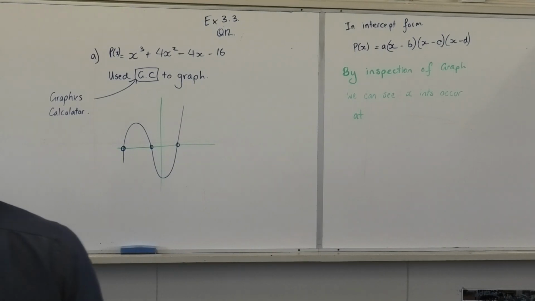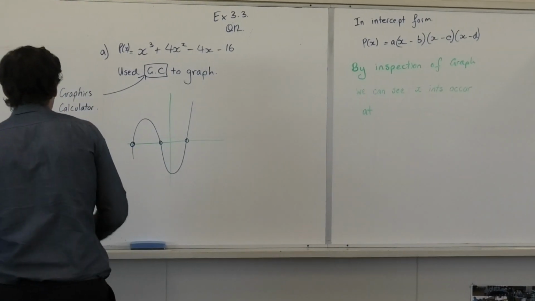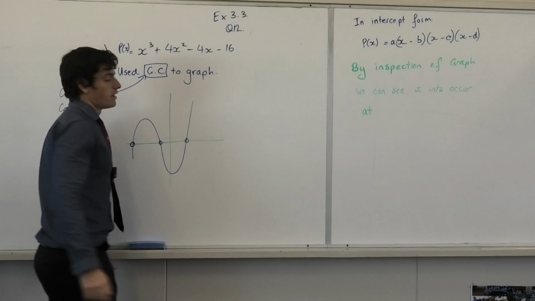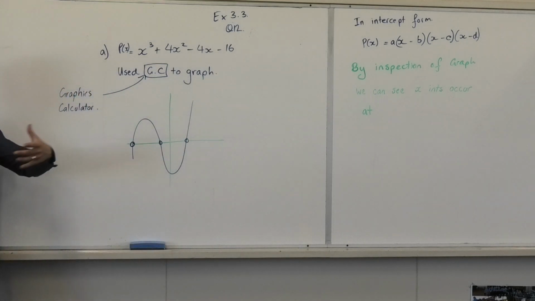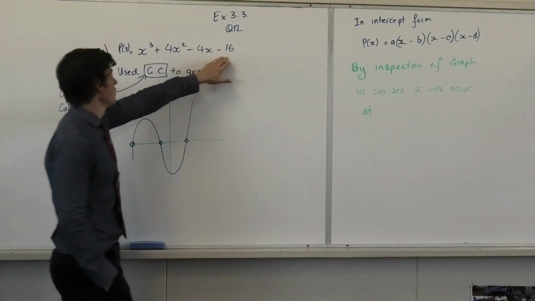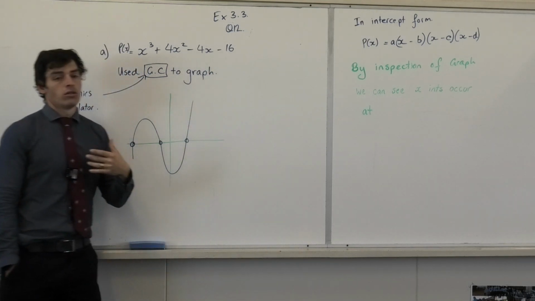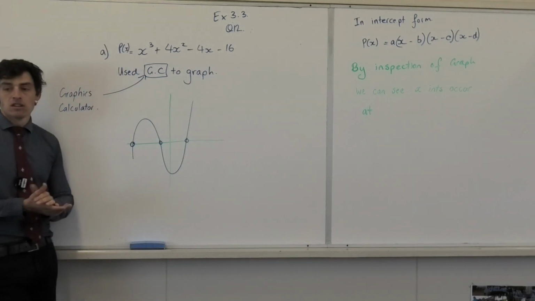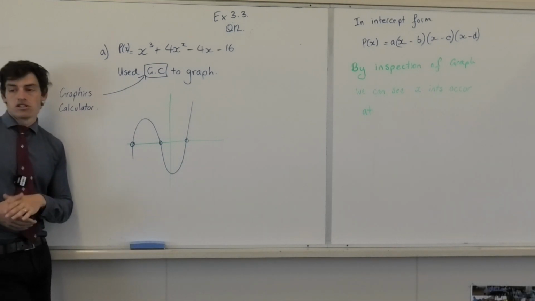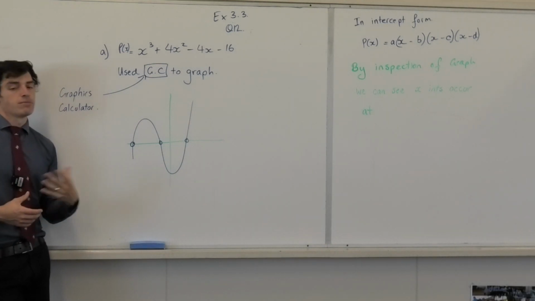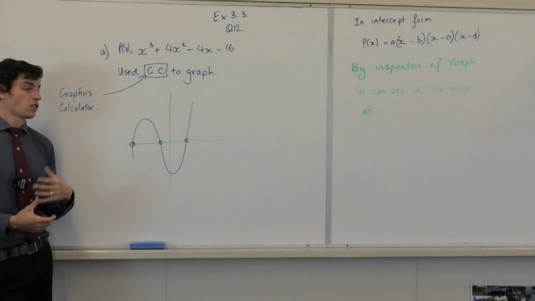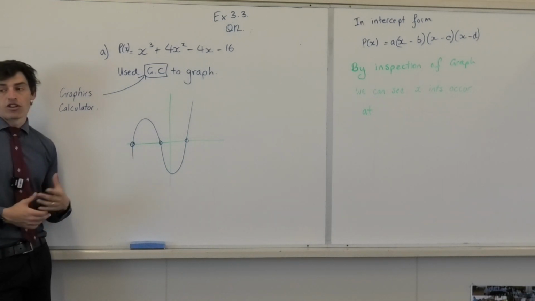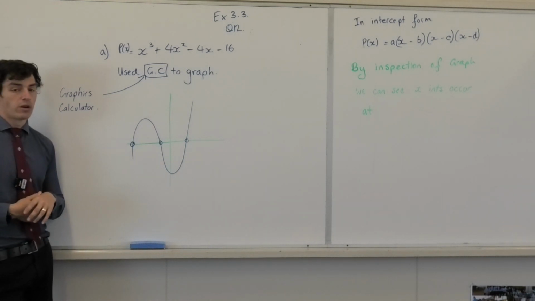3, 2, 1. So, in this instance, we're being asked to identify the factors of this function, p(x) equals x cubed plus 4x squared minus 4x minus 16, correct? Now we've gone through methods to deal with that, but one of the best methods, and I think the best method because it's the quickest method, is graphing, because we can find all the factors really quickly.